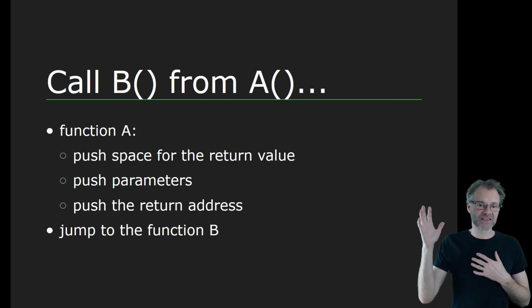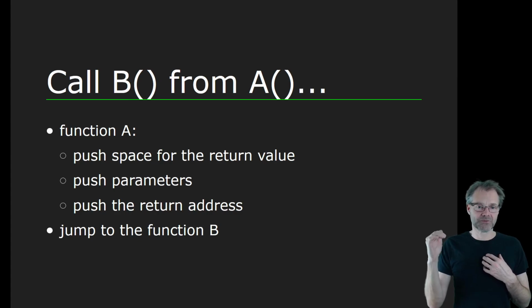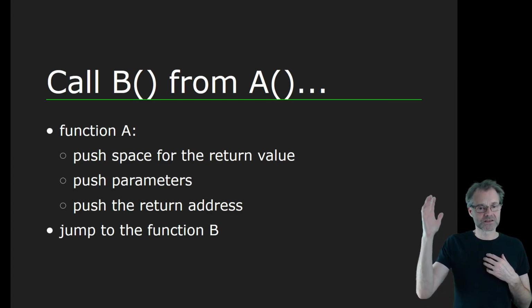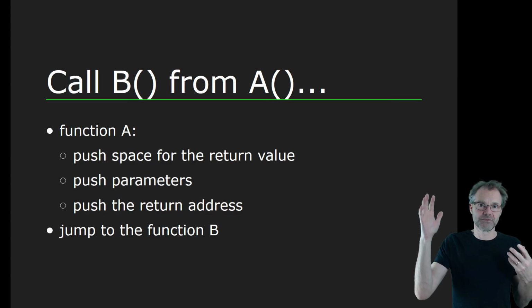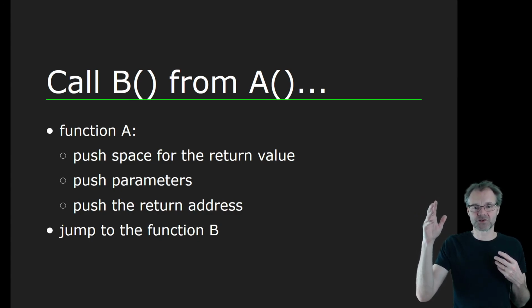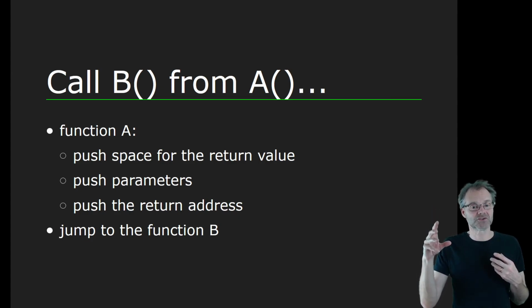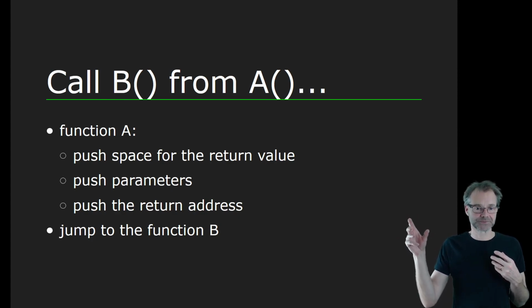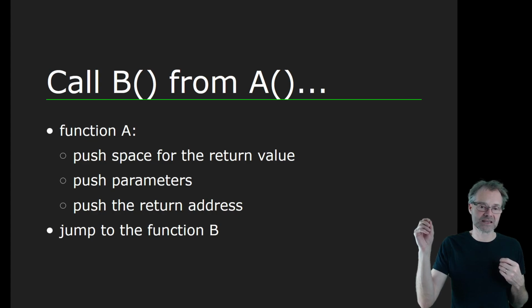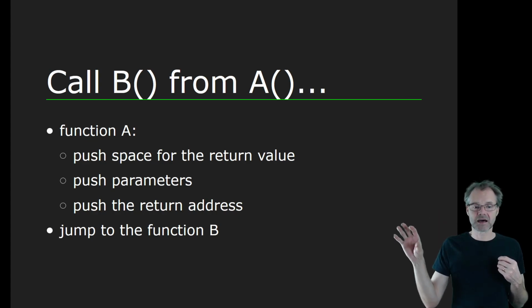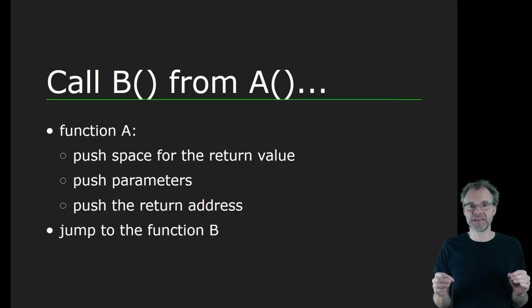So I'm in function A and I'm prepared to call the B function. Before I actually go to the B function, I'm going to prepare some stuff. I'm going to push the space for the return value onto the stack. I'm going to push the parameters onto the stack, which are the actual parameters sent to the function. And then I'm going to push the return address: where should we return once the B function is done? And when that is done, I jump to the B function.